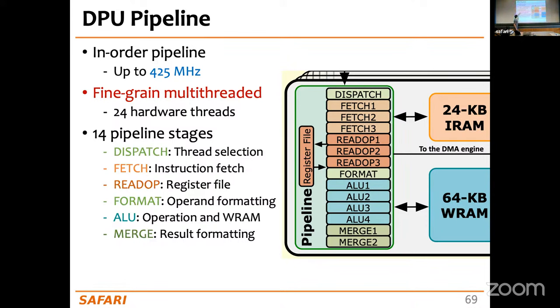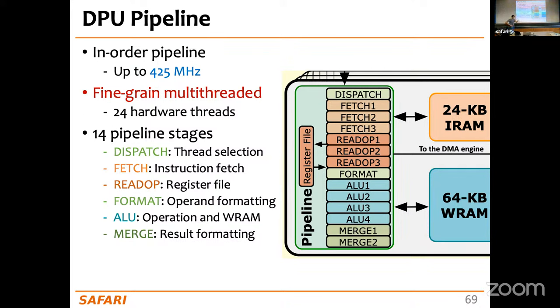We have stages for thread selection. There are up to 24 threads running here, right? So the first thing to decide, when we are going to launch one instruction to execute on the pipeline, is what's the next thread. Here we can assume a round robin policy where first we launch an instruction for thread zero, in the next cycle we launch an instruction for thread one, and so on and so forth.